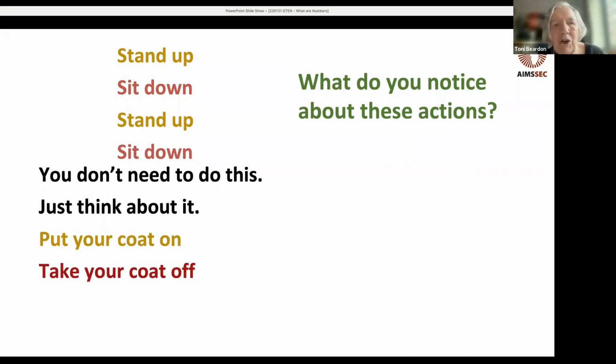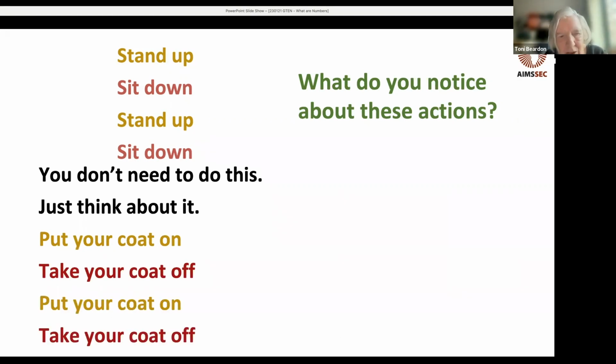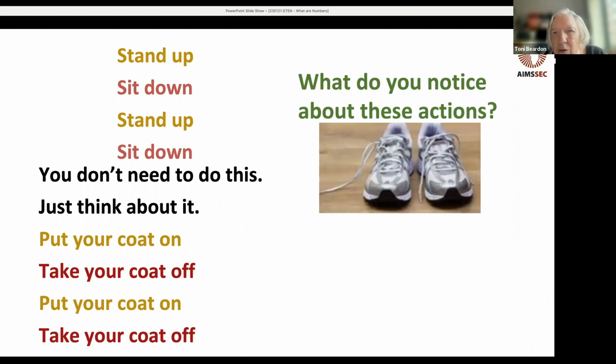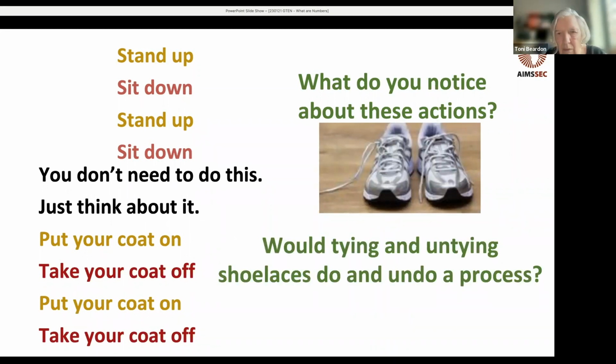Imagine putting your coat on and you take it off, then you put it on again and you take it off again. So what can you say about these actions? What do you notice about them? And would tying and untying shoelaces do an undoer process?